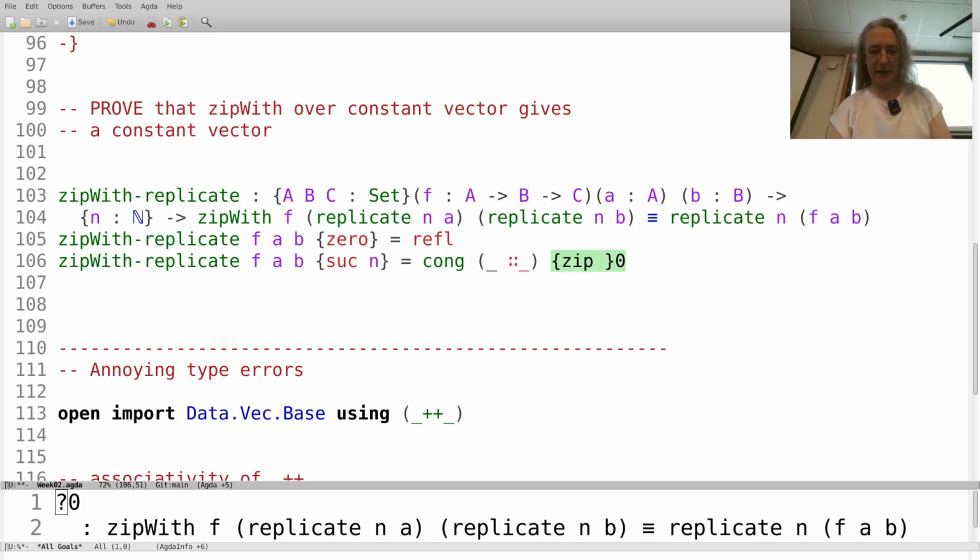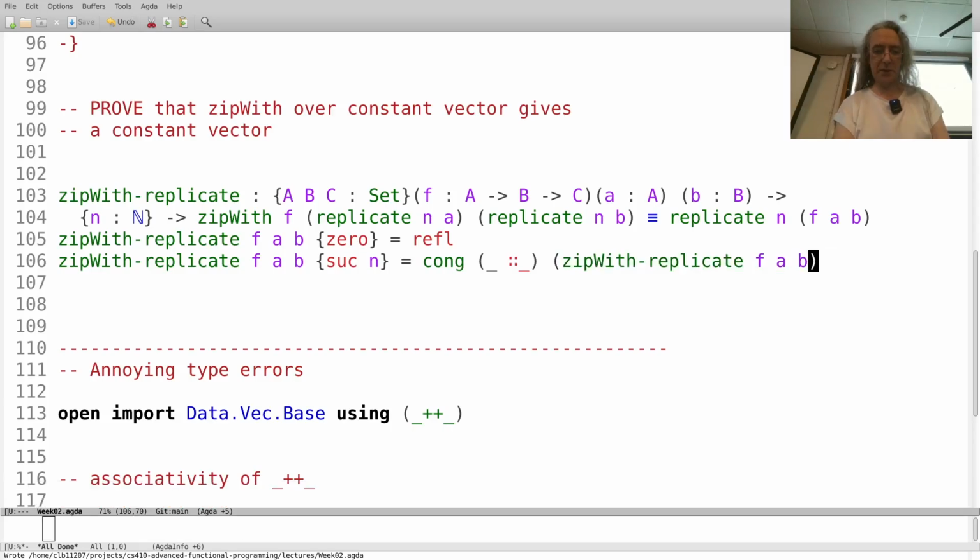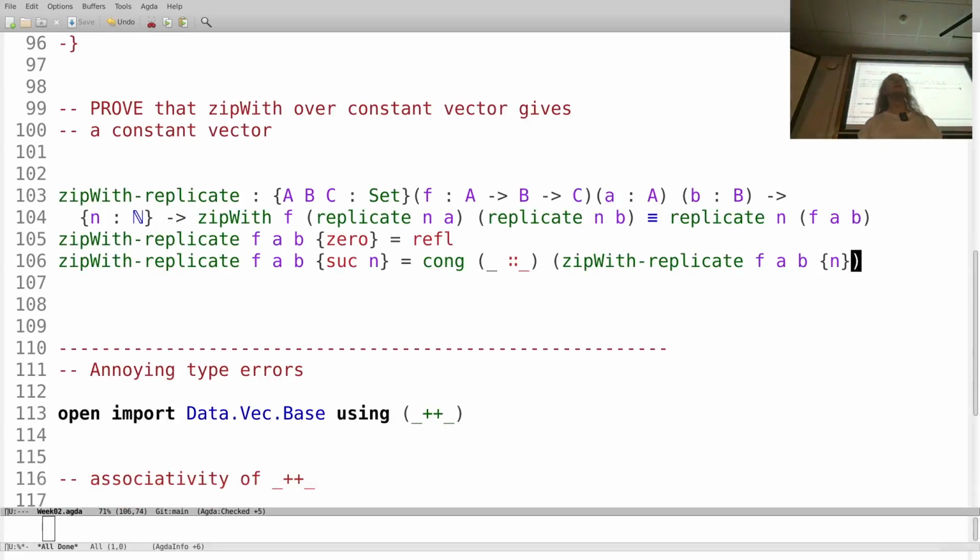All right, I will have to tell the thing what to do. Zip with replicate FAB, and again, it's going to pick up what number to use from the type that's already there. So there we go. Yeah, a proof by invisible induction. If I wanted, for documentary purposes, to be explicit that it was a smaller instance of the same goal, I could write the n in curly braces.